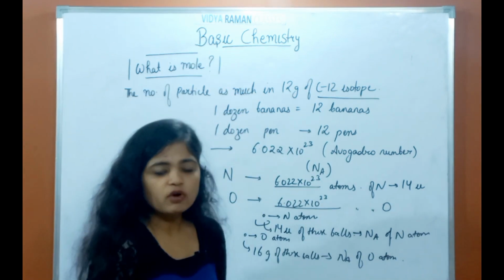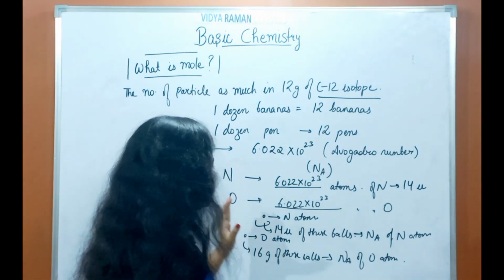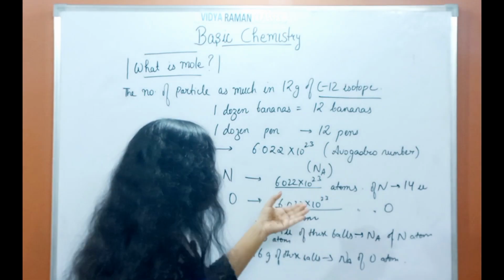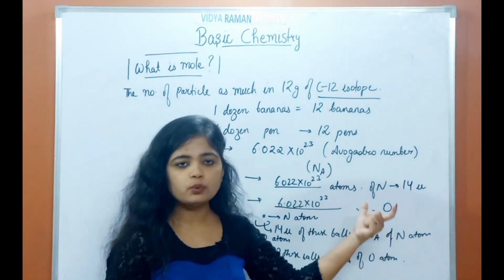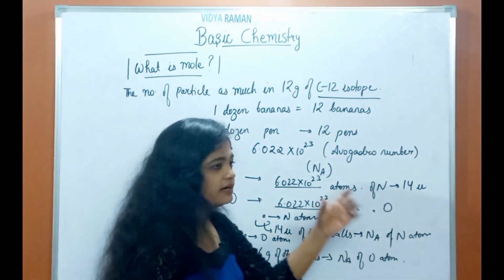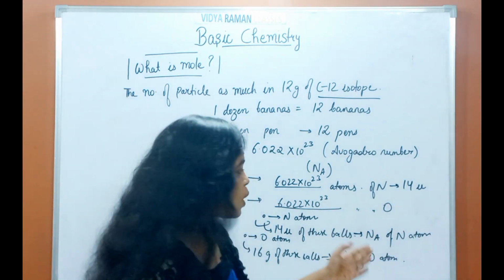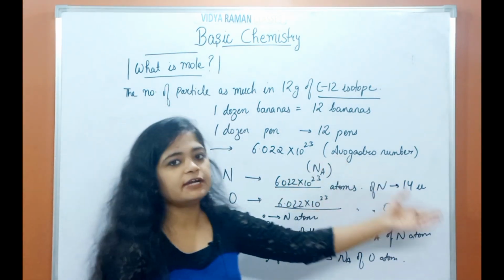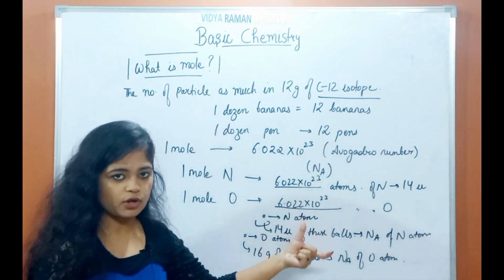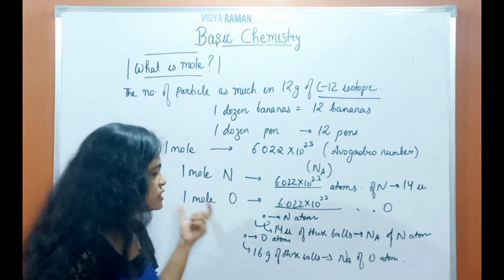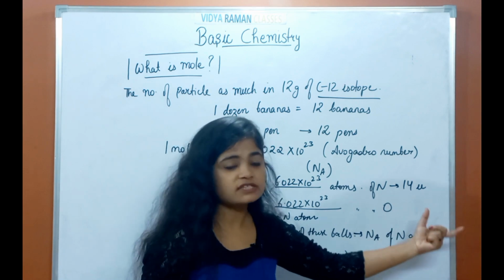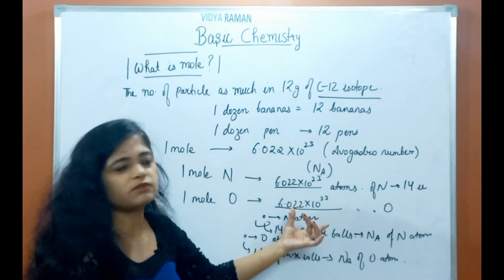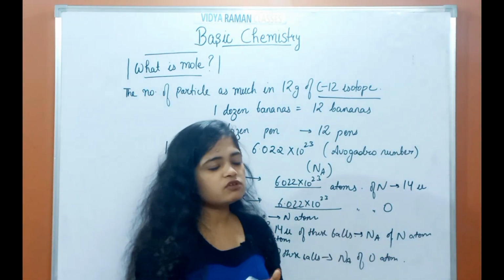So basically the point is that every time, 1 mole will contain 6.022 into 10 to the power 23 atoms, and that will have the mass of the atomic mass. If that is nitrogen, then the atomic mass of nitrogen will contain this much number of atoms. If that is oxygen, then 16 gram, 16u of oxygen, will contain this much number of atoms of oxygen. That was about atoms.